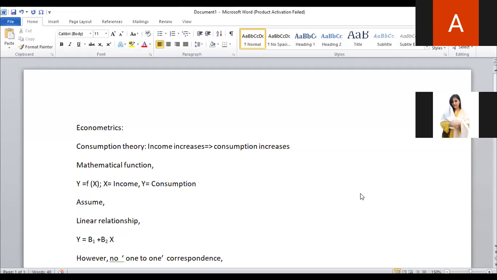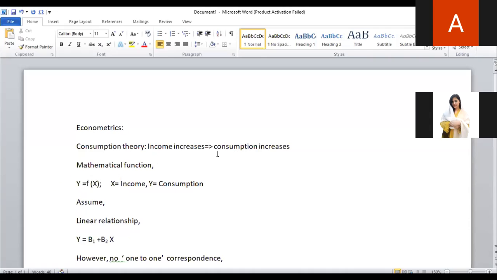Keynes' absolute income hypothesis says that as income increases, consumption increases. If income increases by $1, consumption increases by less than $1. This relationship between income and consumption can be written as a mathematical function where x is income and y is consumption, then y is a function of x. So it's a mathematical function derived from the economic theory.